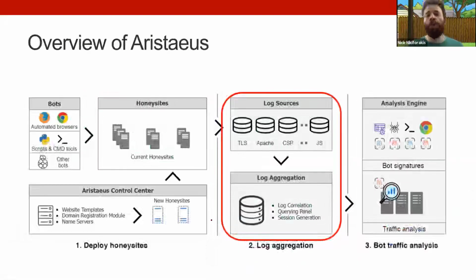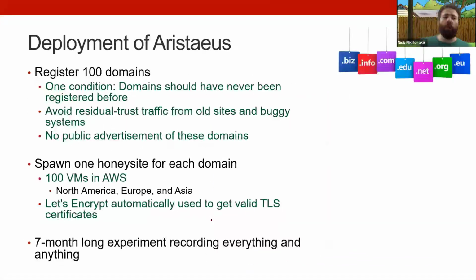So now let's talk about how we deploy these honey sites online. What we did is we actually registered 100 domains, and we made sure that these domains never existed before, because we wanted to make sure that we're not getting traffic because of residual trust effects, which is a different kind of worms. We're getting traffic because someone somehow has discovered our servers and our domains. So we spawn a server for each such domain using AWS. We place them around the world, and we get TLS certificates for them, again, to ensure that we can support as many clients as possible. And we effectively record everything and anything through this infrastructure for 7 months.